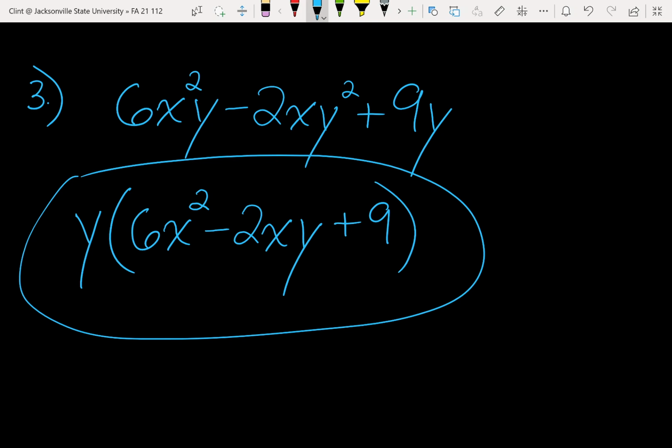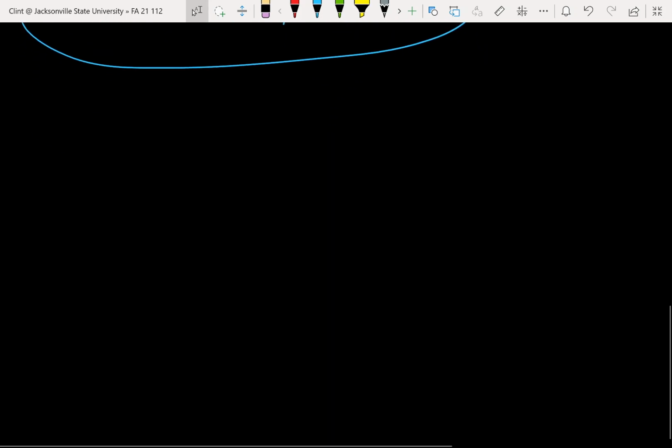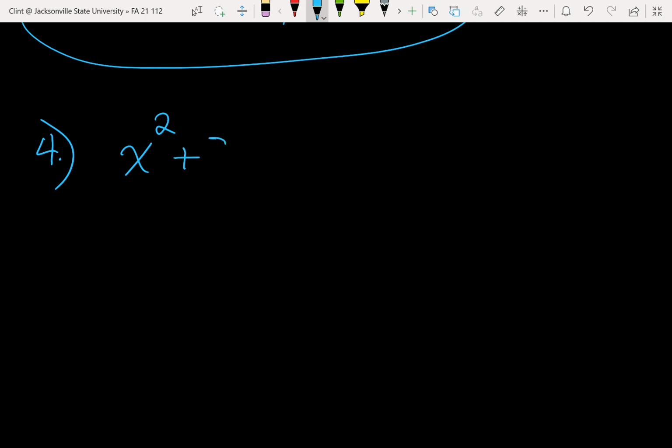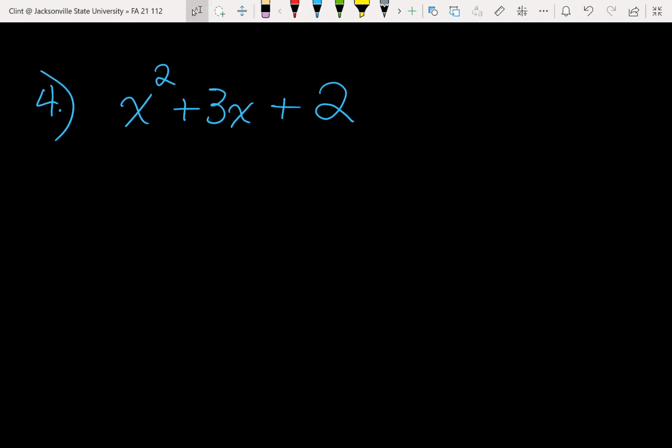Number 4 is factor the trinomial, and the one I got was x squared plus 3x plus 2. It tells us to factor. Since it's a trinomial, that's the one where we have 2 cases. Either our leading coefficient's a 1, and that's the easier case, or it's not a 1, and we have to work a little harder.